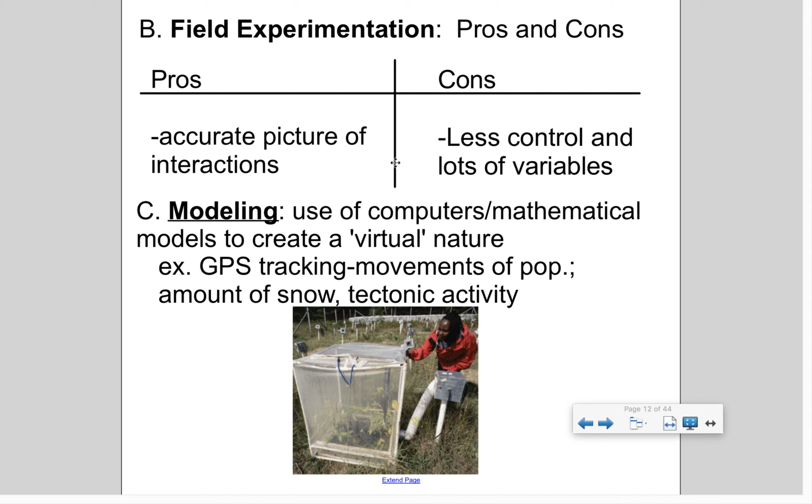Okay, modeling gives us a way to predict something that might occur, but it's the use of computers. It could be a mathematical model. It could be an equation. But you create this virtual nature. So like maybe setting up GPS tracking movements of population, or maybe tracking the amount of snow or any type of tectonic activity, the occurrence of the next earthquake or plate movement and so on and so forth.